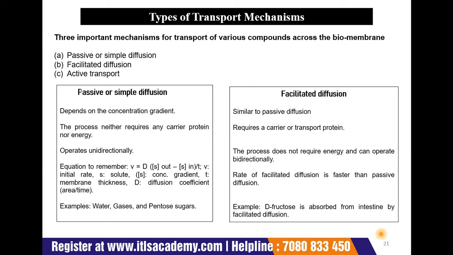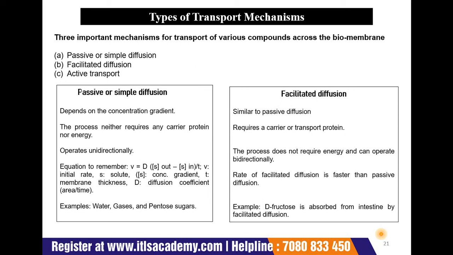Now, what are the differences between passive or simple and facilitated diffusion? Passive depends on the concentration gradient. Facilitated is similar to passive. In passive, this process does not require any carrier protein or energy. However, facilitated requires a carrier or transport protein, and it can operate bidirectionally. However, passive is always unidirectional. The rate of diffusion in facilitated is faster because the attachment of a carrier or transport protein facilitates the process as compared to passive diffusion.